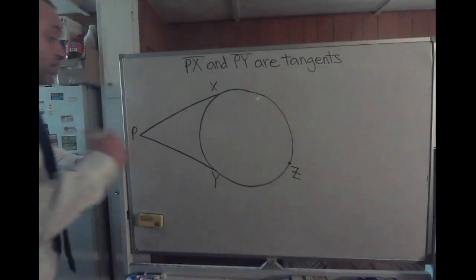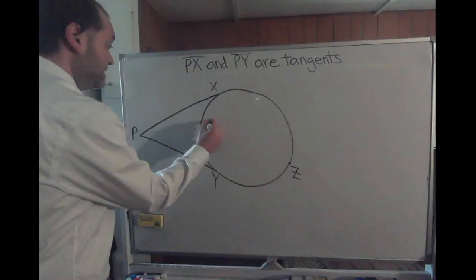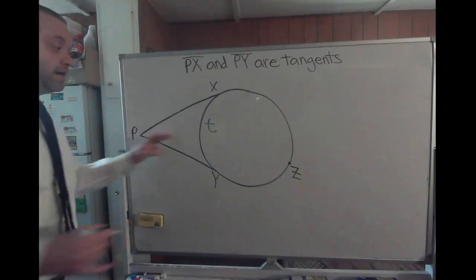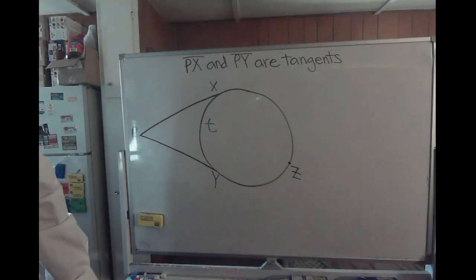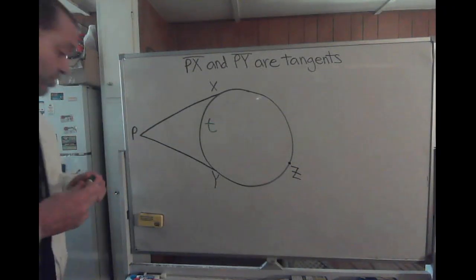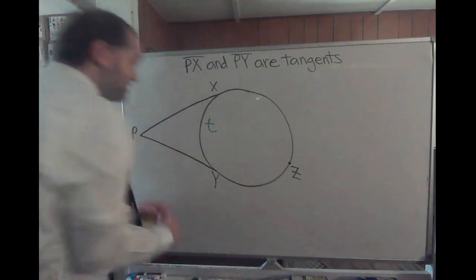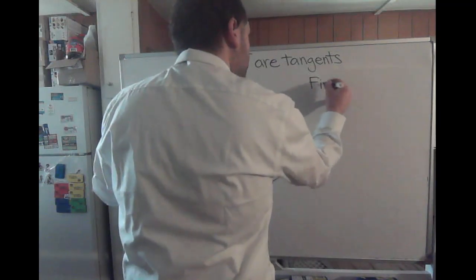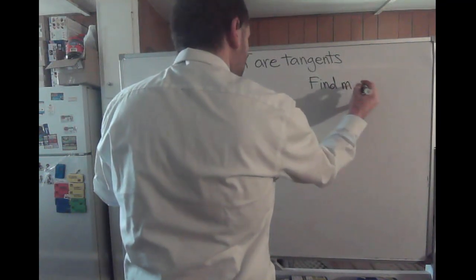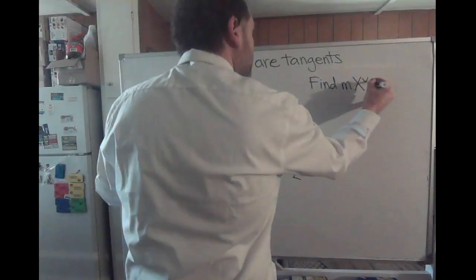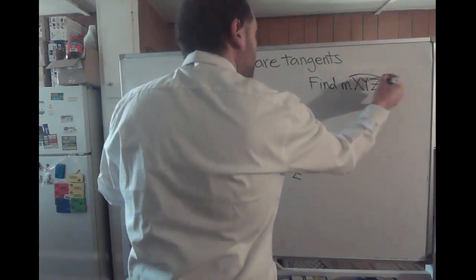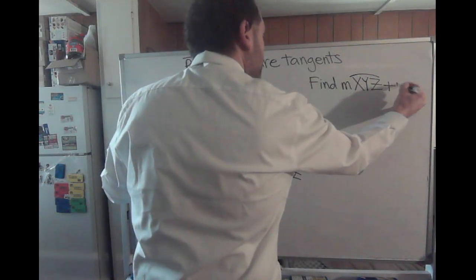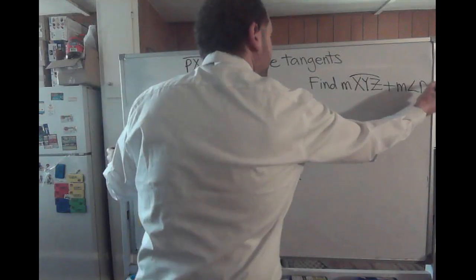The measure of arc XY is equal to t, so this is a bit of an algebraic one. Okay, we need to find the measure. So this is a two-parter. Find the measure of major arc XYZ and the measure of angle P.